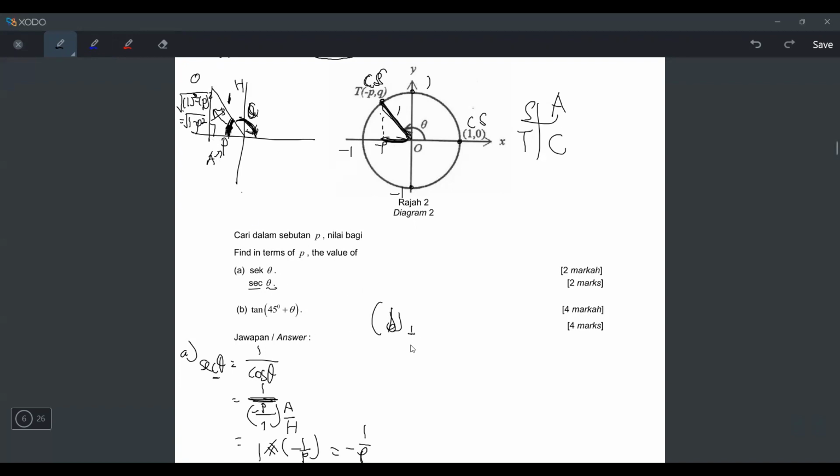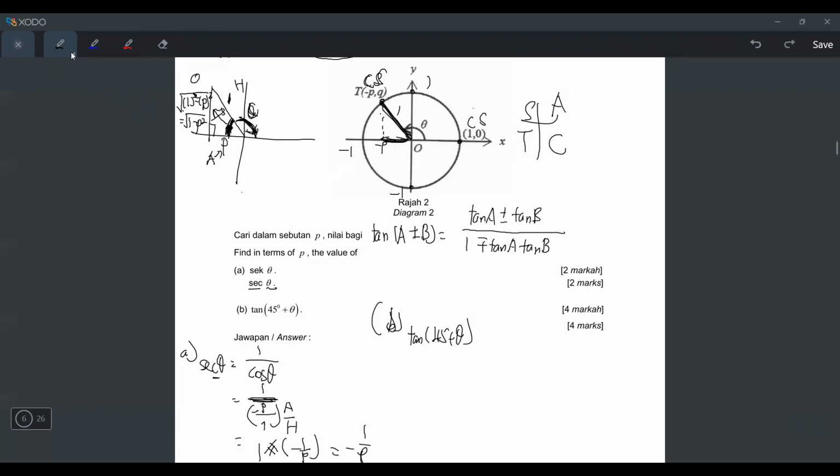Okay, for part B, they ask for tangent of 45 plus theta. You can see a plus there, so we can use the multiple angle formula, the addition and subtraction one. There's a formula that looks like this: tangent of A plus or minus B equals what? Did you memorize this formula? It would be tangent A plus or minus tangent B, over 1 minus or plus tangent A tangent B. If I'm not mistaken, this is how the formula looks.